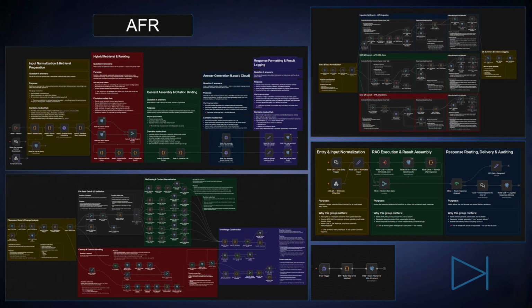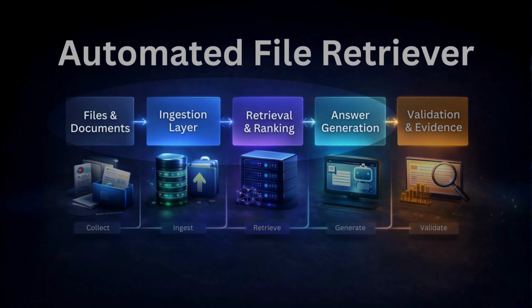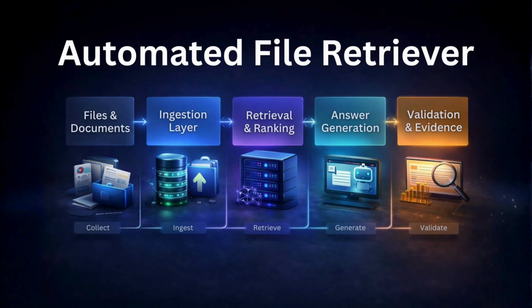So, what is AFR? AFR stands for Automated File Retriever. At a high level, it's a system that takes a collection of documents from a designated watch folder on your computer and makes that content queryable through natural language. What I was interested in while building it was not just whether an answer could be generated, but whether the path from documents to answer could be clearly understood and inspected.